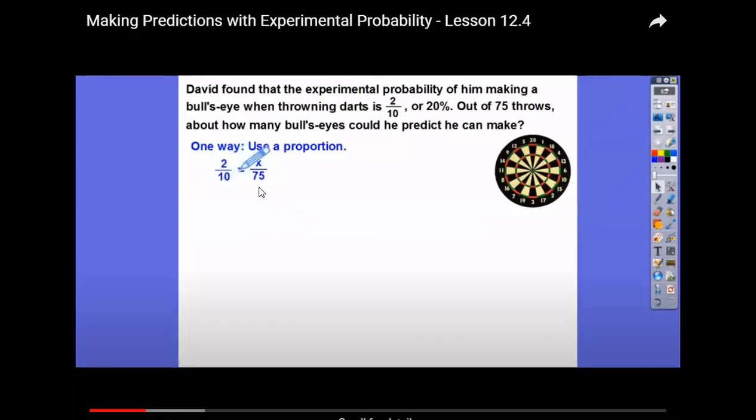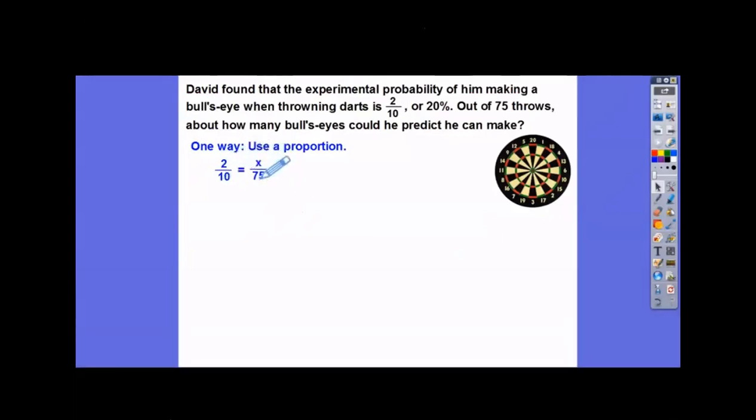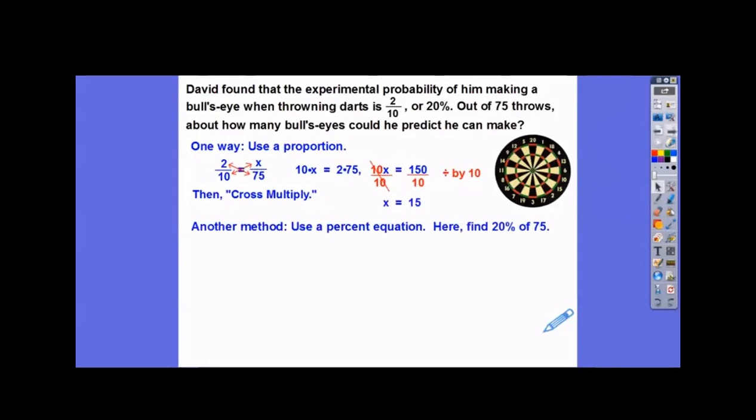Then we can make 75 times 2, which equals 10x, right? We can do cross multiplication. So the first way is to use a proportion: 2 out of 10 is how many out of 75. Then cross multiply, it will be 10x equals 150. We divide both sides by 10, so the answer is equal to 50. So this is the first way. As I said, we can use a proportion to find the answer.